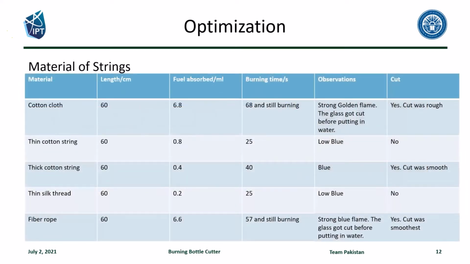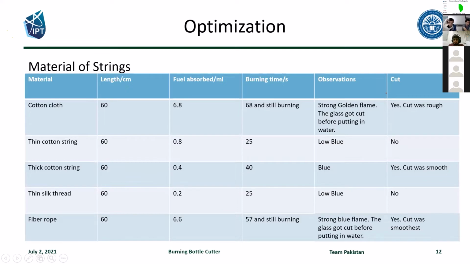Material of string: we used 5 materials, each of 60 centimeter length. To check the fuel absorbed by each material, we immersed the strings in fuel for 1 minute, pulled out the string, and squeezed it into a dry and empty container. Then we measured the squeezed alcohol, and we got the absorbed fuel.